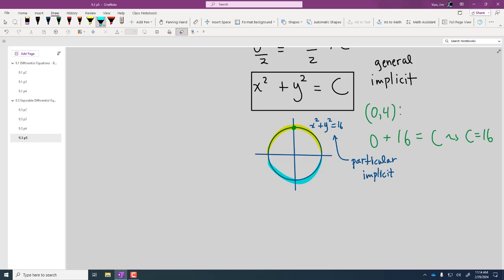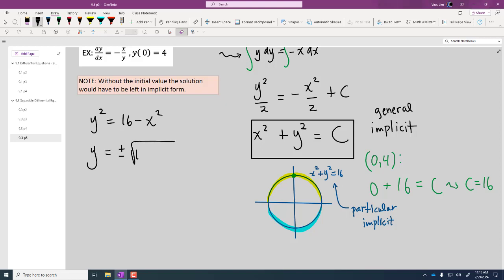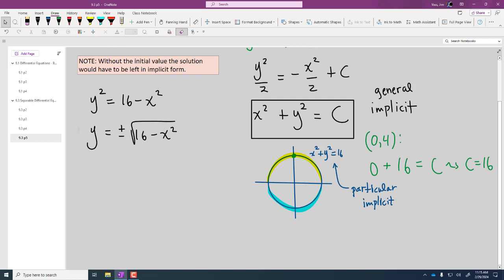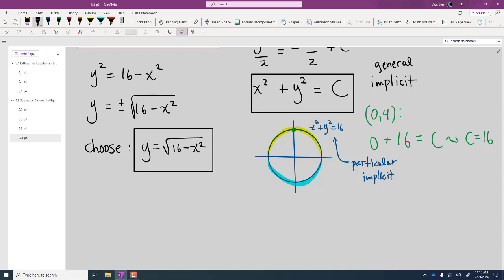And because this initial value locates the yellow part of the circle, we can, in fact, find the particular explicit solution. And that will be, we solve for y, so we get y squared equals 16 minus x squared. We take the square root, plus or minus, square root of all of that. And which one do we choose? Plus. We choose the plus one, because the plus one is the top half.